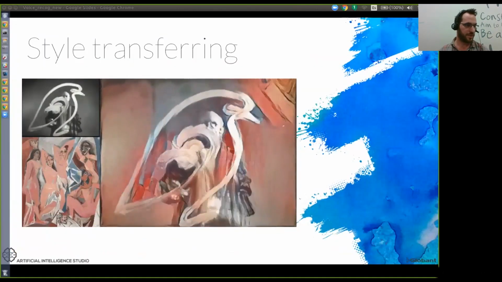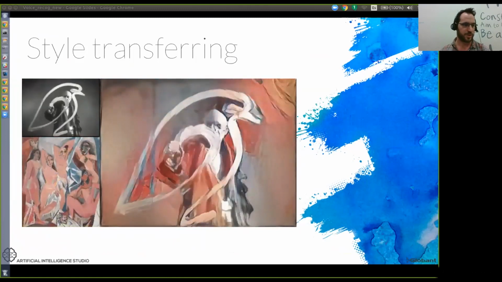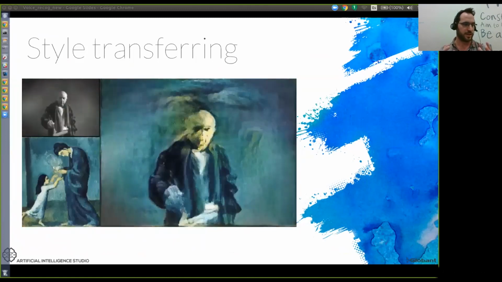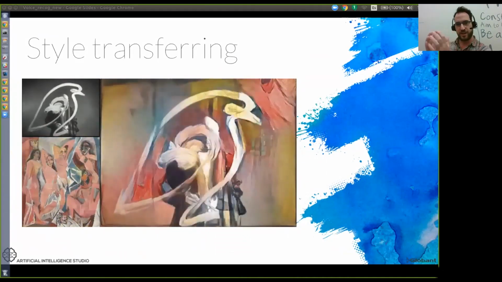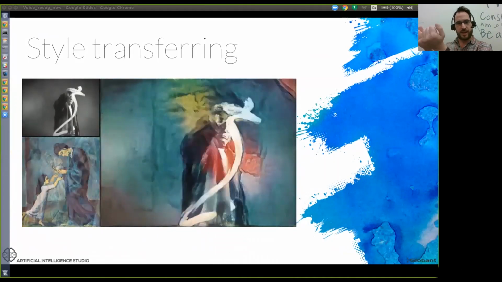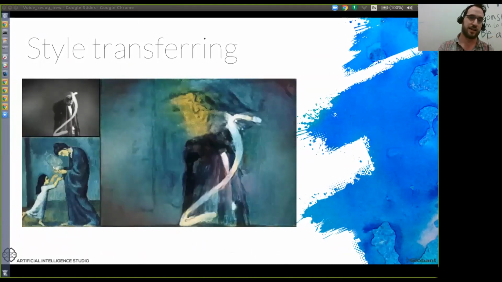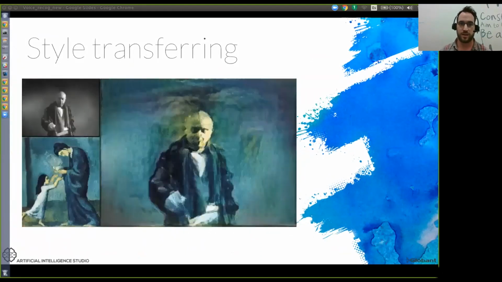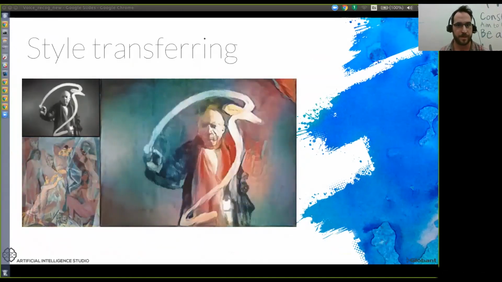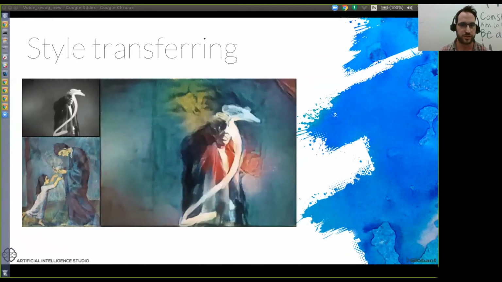And other things like style transfer, which a computer can take the shape of an image and output the shape of an image with some specific style. So it's very good if you want to create customized visual things, visual web pages.